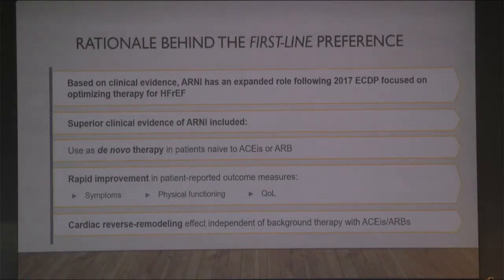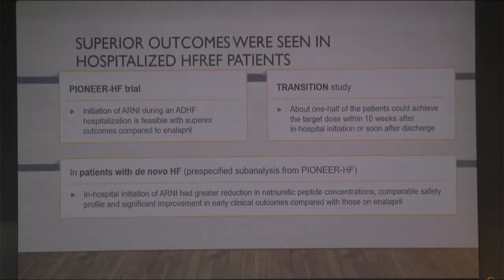Now, why are we saying that sacubitril valsartan is the first line preference? Because it has shown rapid improvement in patient-related outcomes like symptoms, physical functioning and quality of life, as well as it has been shown to affect cardiac reverse remodeling.